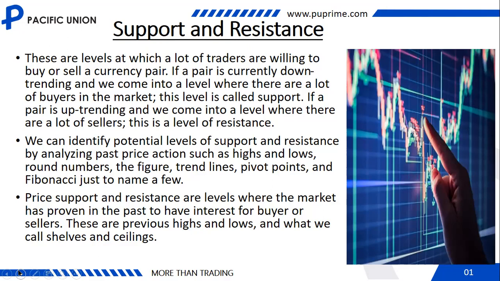If a pair is uptrending and it comes to a level where there are a lot of sellers, this is a level of resistance. So when the price is going up and it gets to a point where it started coming down, that area is a resistance area. We can identify potential levels of support and resistance by analyzing past price action, such as highs and lows, round numbers, trend lines, pivot points, Fibonacci, just to name a few. So price support and resistance are levels where the market has proven in the past to have interest of buyers or sellers. These are previous highs and lows, what we call shelves and ceilings.